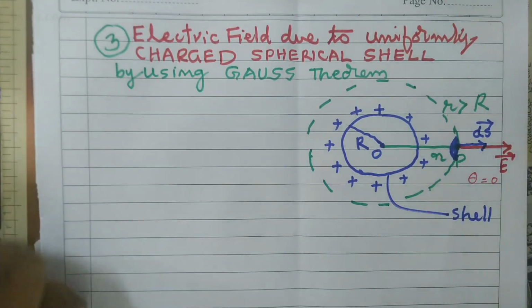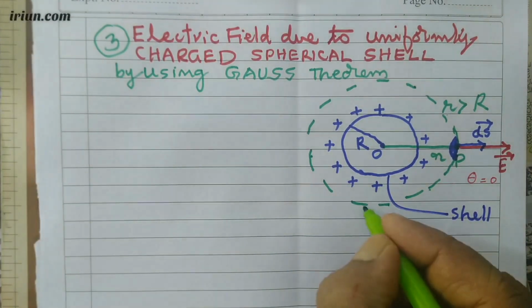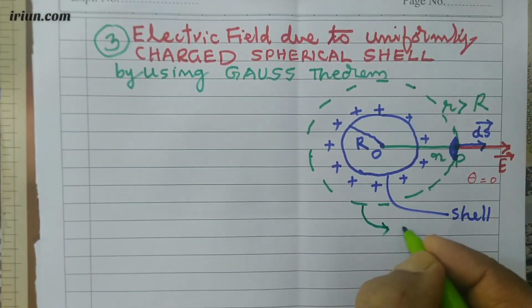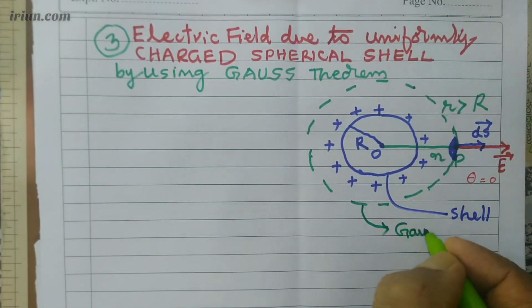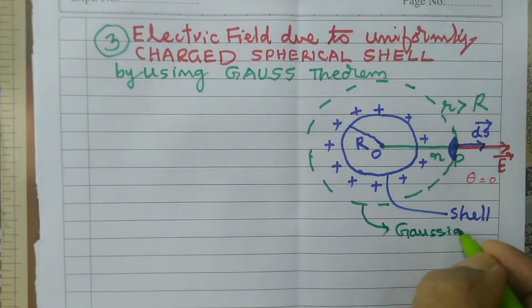This is the Gaussian surface. You remember, this is a Gaussian surface. For the sake of understanding, I am writing again. Already I told you what a Gaussian surface is.